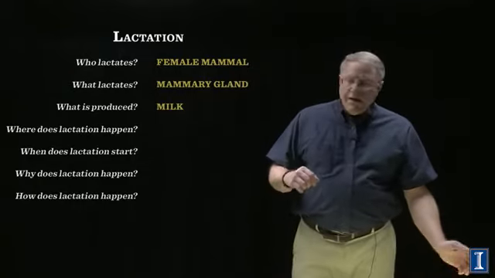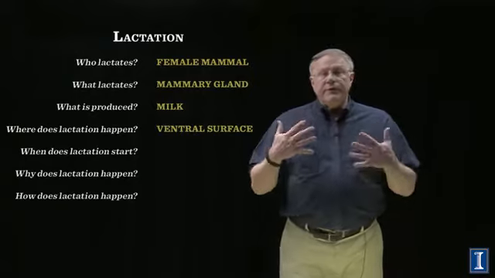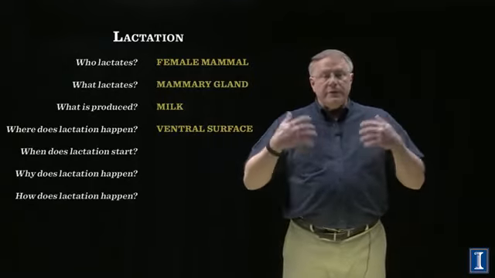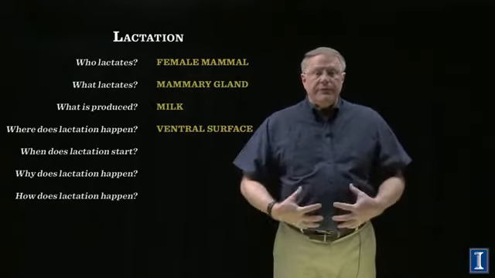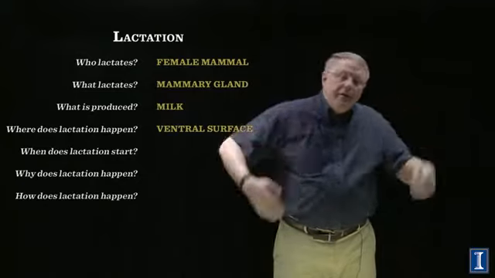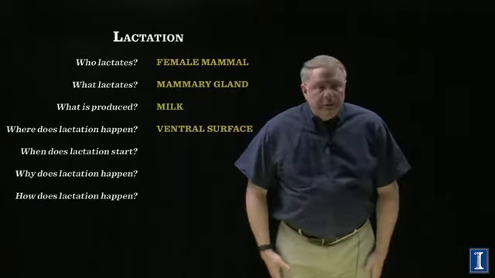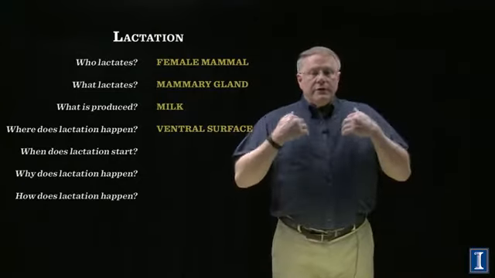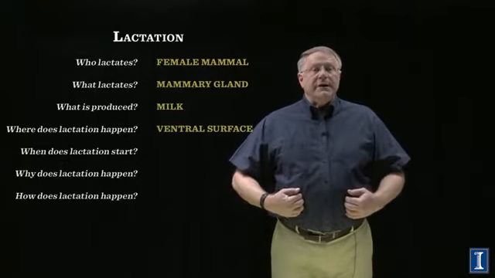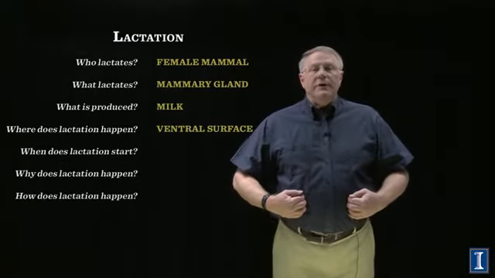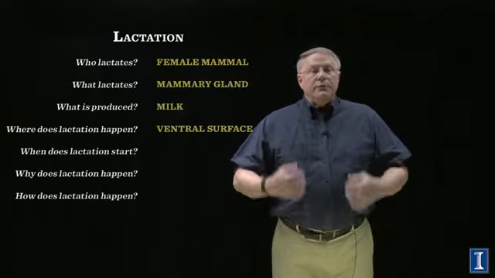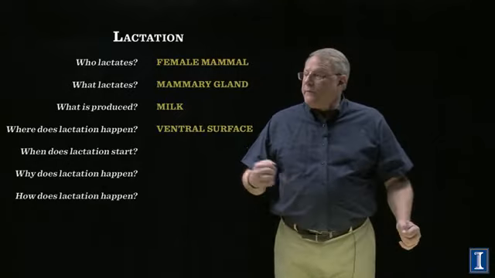Where does lactation happen? Ventral surface. So what you'll find is that the mammary gland, the breast, and so on is always on the ventral surface of the animal. So you don't find it up here in the head, you don't find it on the back, you don't find them on the legs. They're along a line on either side of the midline on the ventral surface of the animal. And again, a lot of variation on where they are in terms of different species.